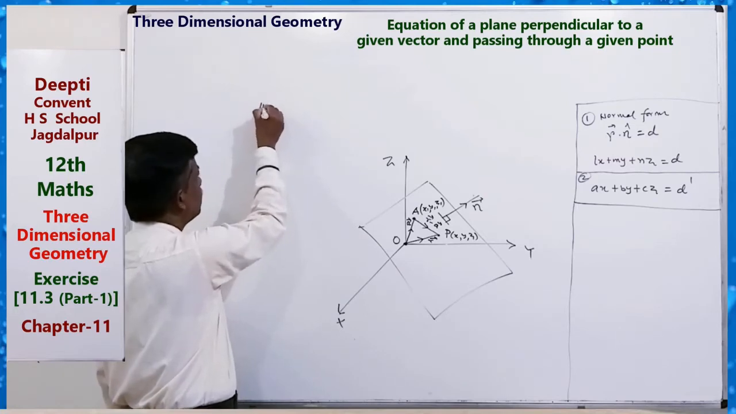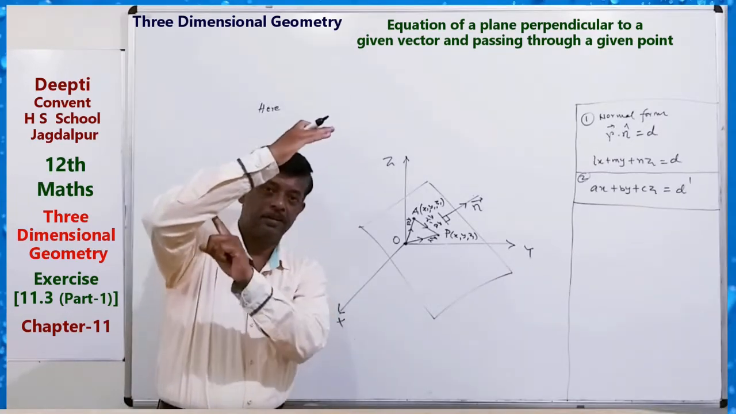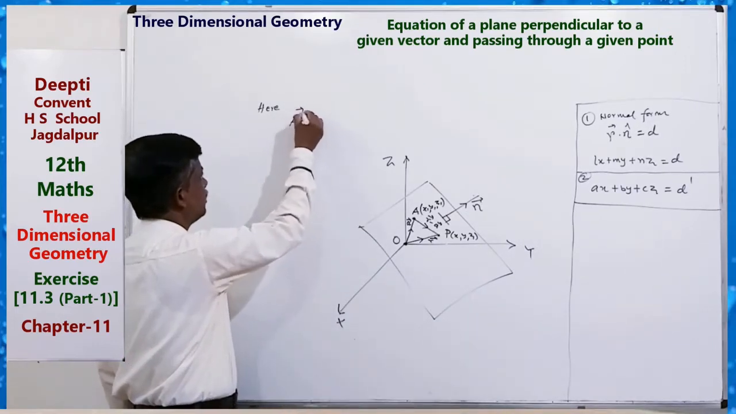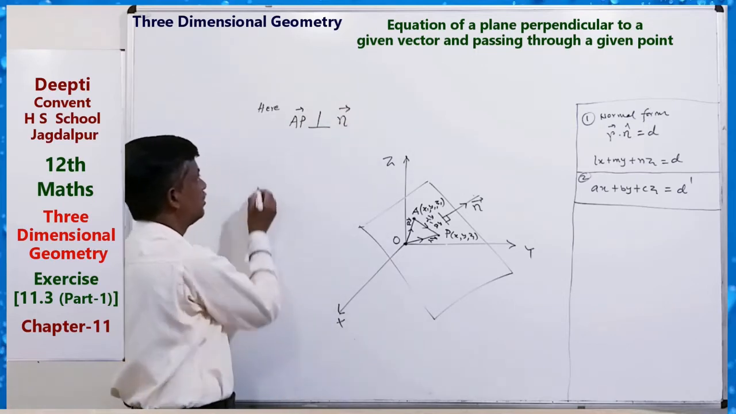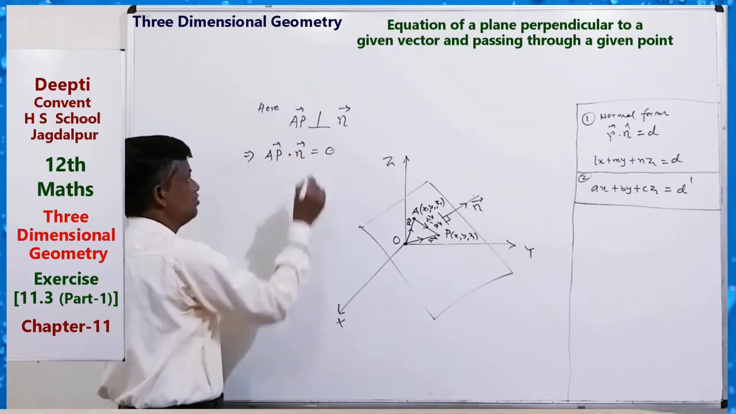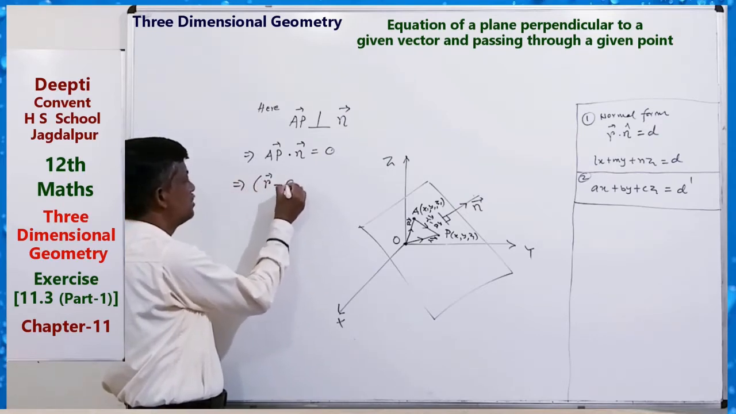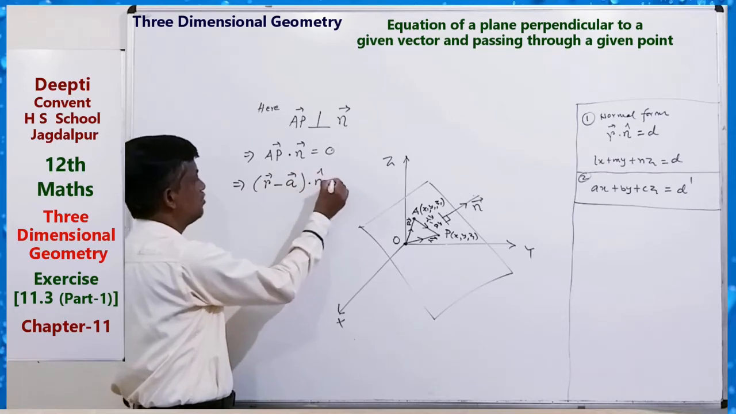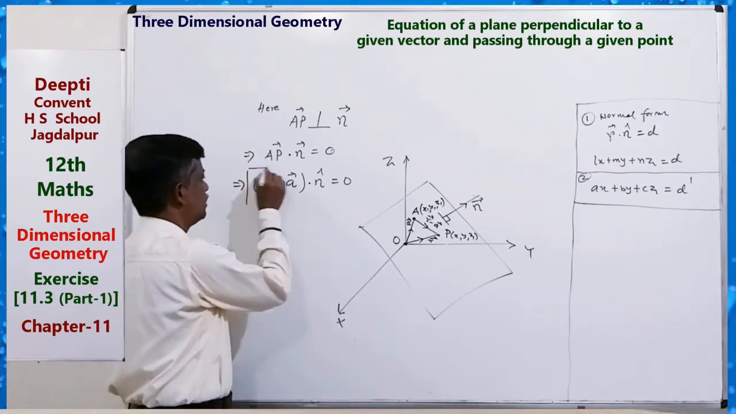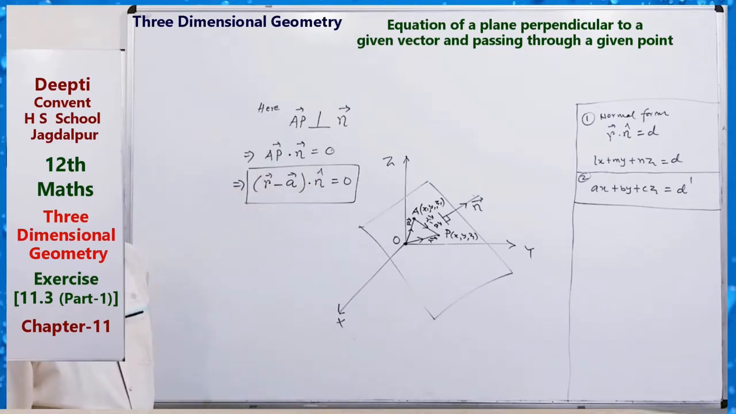So here, what will be the situation? AP lies on the plane, and this is perpendicular to N cap. AP perpendicular to vector N implies AP dot vector N equals 0. Here, AP means vector R minus vector A, dot N cap equals 0. So this is the vector form.